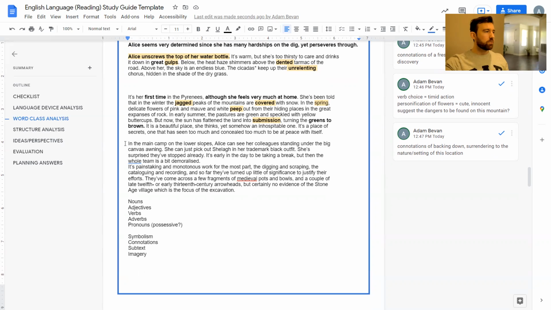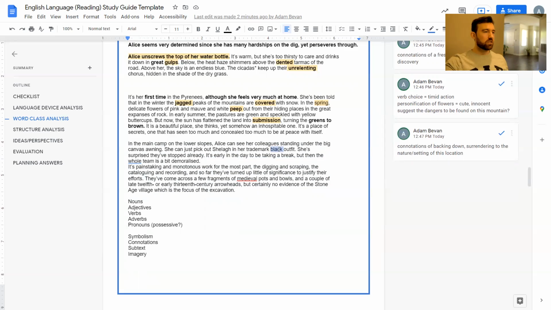So let's see if we can get a little bit of subtext out of this next bit, just so that I've also done that, because I've done plenty of symbolism, plenty of imagery, some connotations, but we do also want to get some subtext. So in the main camp of the lower slopes, Alice can see her colleagues standing under the big canvas awning. She can just pick out Sheila in her trademark black outfit.